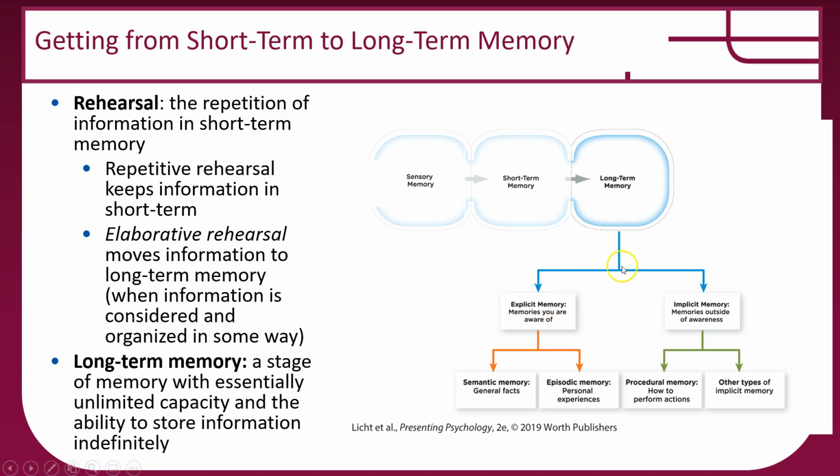And long-term memory is broken up, you can see, into a number of different types of long-term memory. We have explicit memories. Those are memories you're aware of, things you can talk about, basically. And implicit memories are memories that really you're not aware of. You just know them kind of unconsciously or subconsciously, like riding a bike.